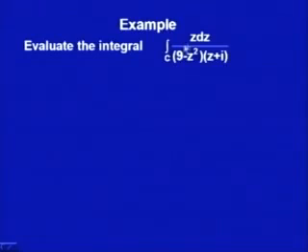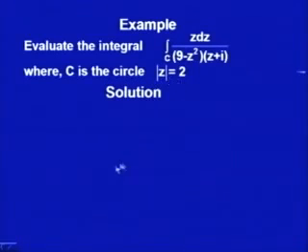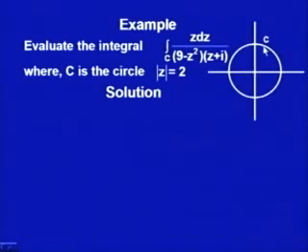Evaluate the integral along the contour C of z upon (9 minus z squared) times (z plus i), where C is the circle |z| equal to 2, that is, C is the circle with radius 2 centered at the origin. Now, let us see how we are going to solve it. Let us first see what my contour is. My contour is this, a circle of radius 2 with center at the origin.